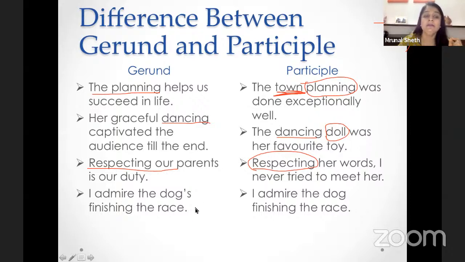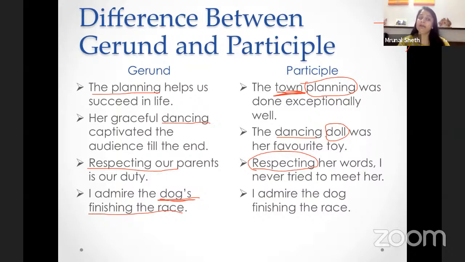I admire the dogs finishing the race. Now here, see, as I had said earlier, it was written, right, that it has to have a possessive noun. This is a possessive noun. Dogs finishing the race. I admire the dogs finishing the race.